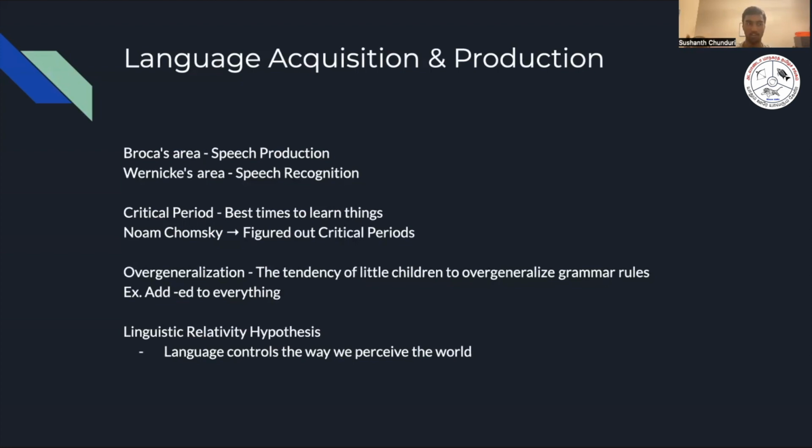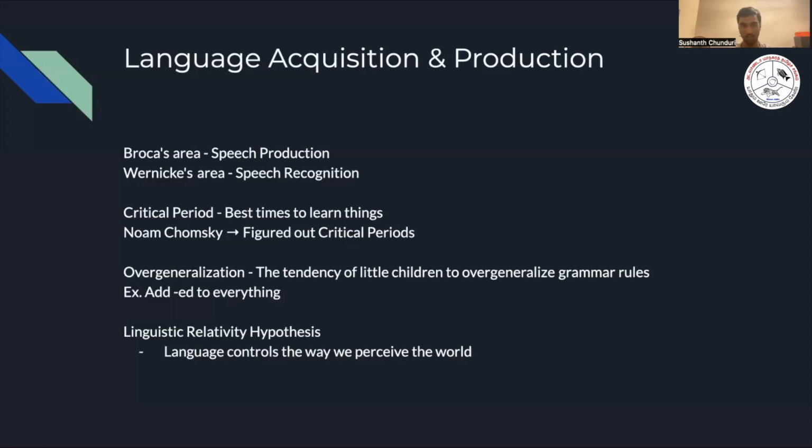And there's actually a person that didn't have access to the outside world for 13 years, and she's now struggling to speak because she didn't hit her critical period. She didn't learn to speak during the critical period, so it's really hard to learn after that. Overgeneralization is the tendency of little children to overgeneralize grammar rules. For example, a little child won't tell you, I went to the park. They'll tell you, I go to the park. That's obviously wrong, but that's overgeneralization.